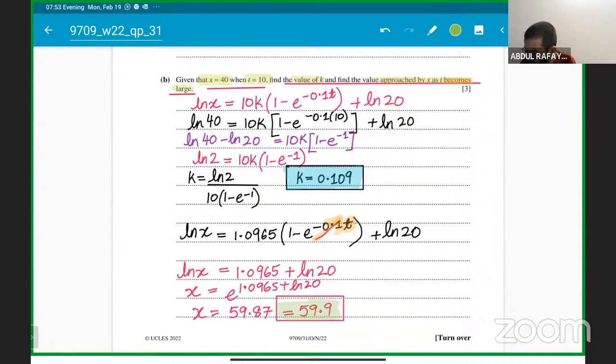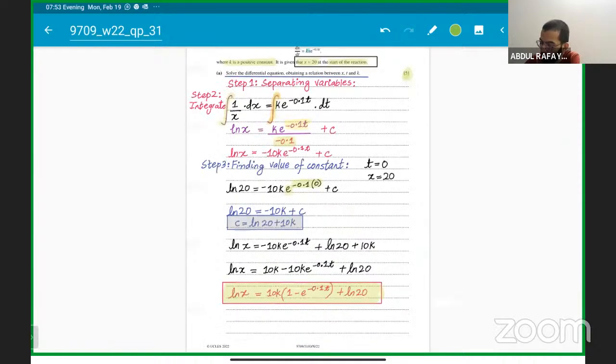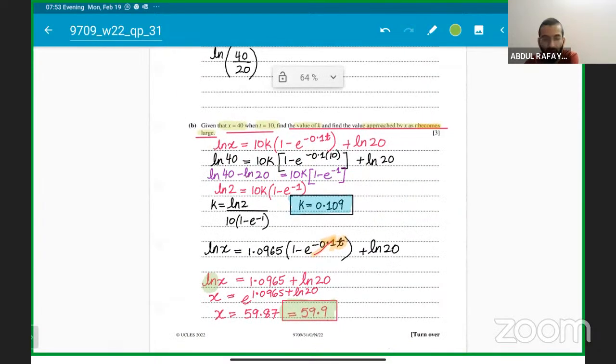When t becomes large, it means it is going to reach infinity, and we have to find the x value. In order to remove the ln, we have to put exponential on the other side. With this, part is done. I would expect everyone to take a screenshot of part B as well. First question is done.